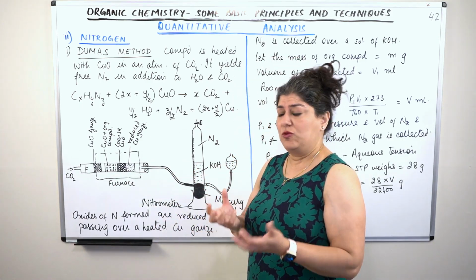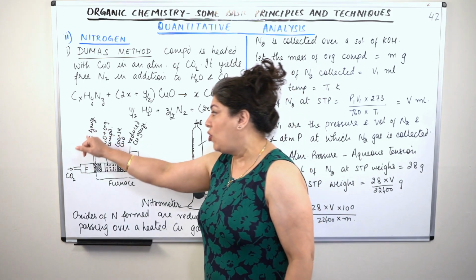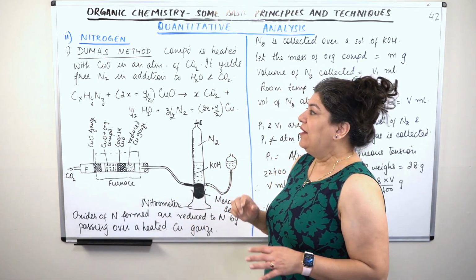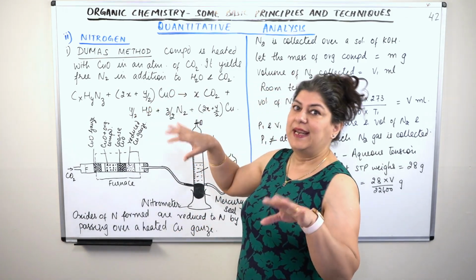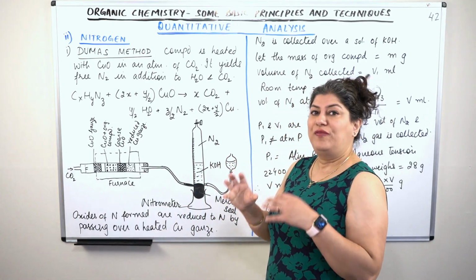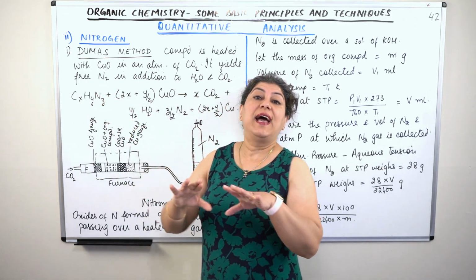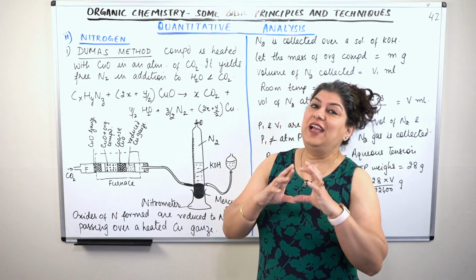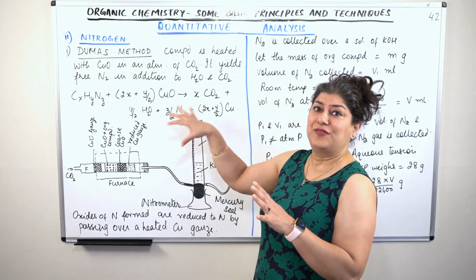When you heat the compound in carbon dioxide in the presence of copper oxide, a reaction takes place where the copper oxide oxidizes the hydrocarbon. The oxygen from the copper oxide is used up, the copper oxide gets reduced and it oxidizes the hydrocarbon. As a result of its oxidizing the hydrocarbon, it oxidizes carbon and hydrogen, and nitrogen gas is released. This nitrogen gas is then collected, and we find out its mass. I'll come to that later, but let us first see what happens.